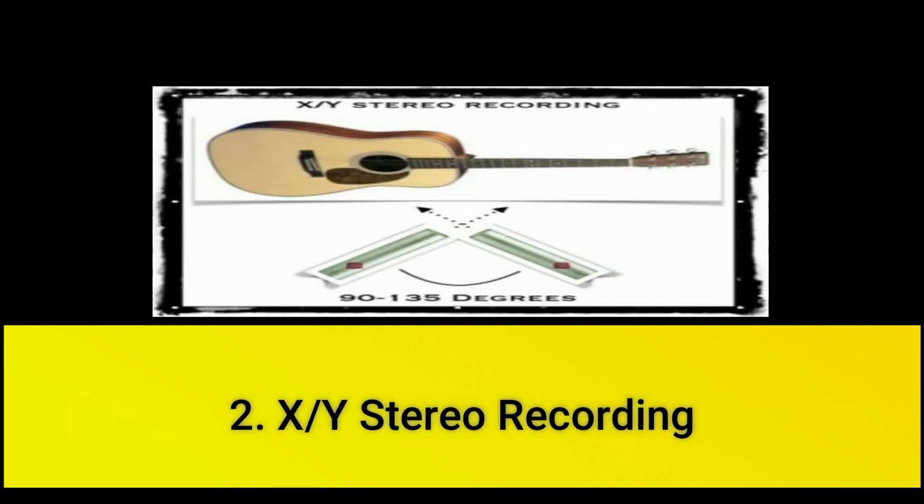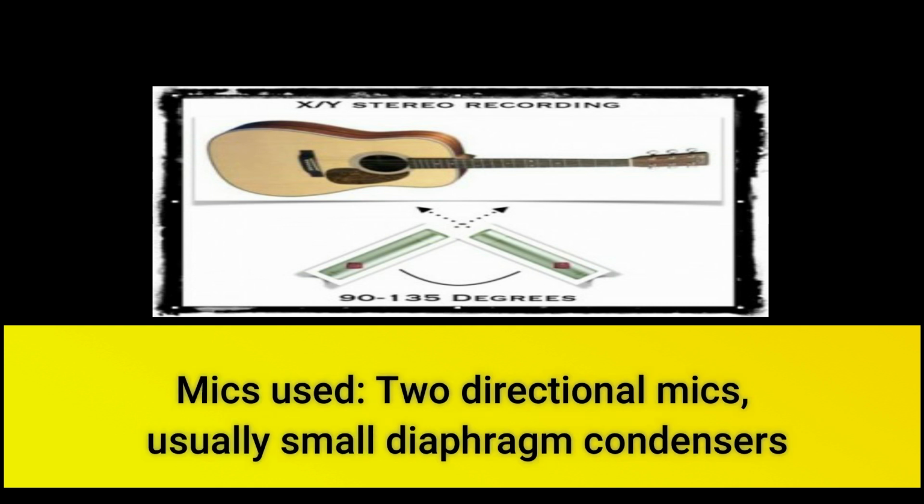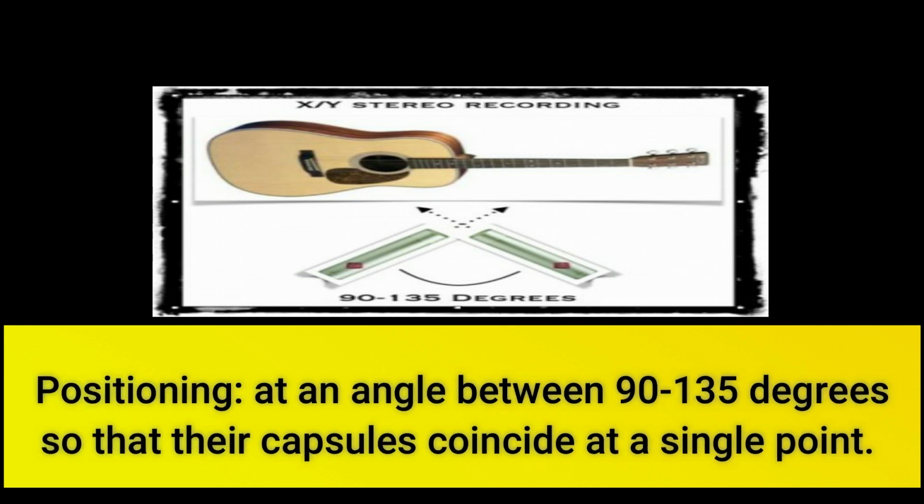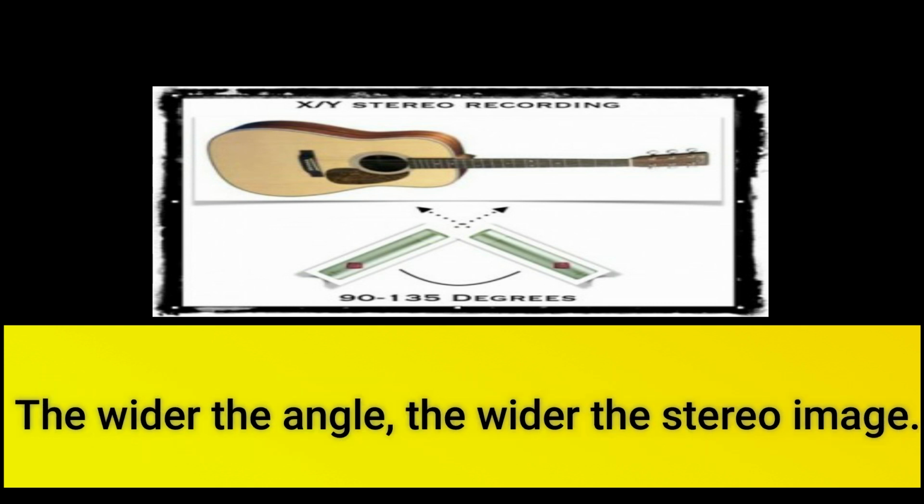Number 2. XY stereo recording. Mics used. 2 directional mics, usually small diaphragm condensers. Positioning. At an angle between 90 and 135 degrees so that their capsules coincide at a single point. The wider the angle, the wider the stereo image.